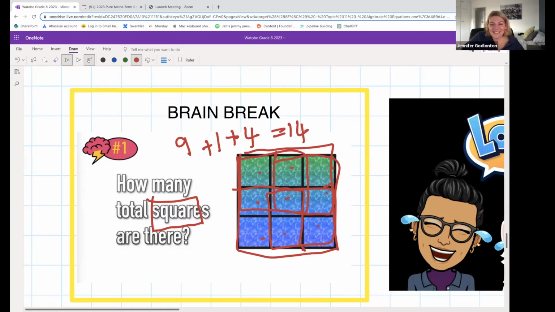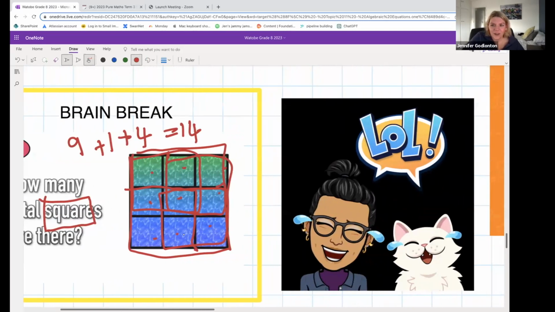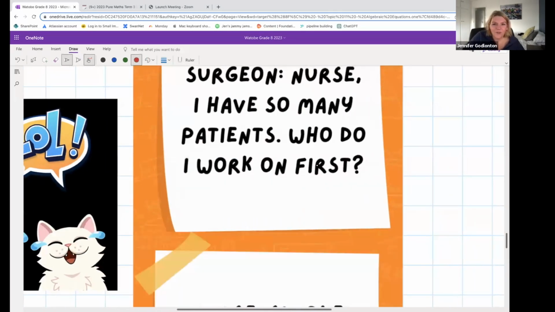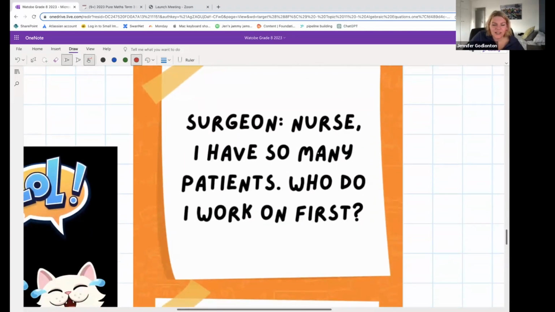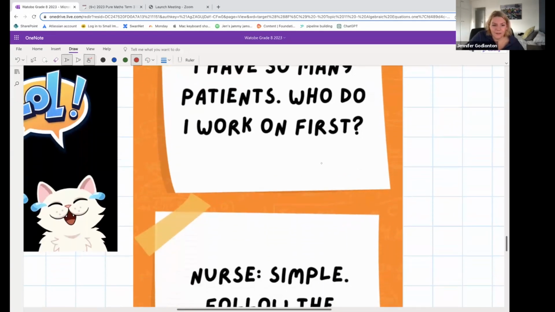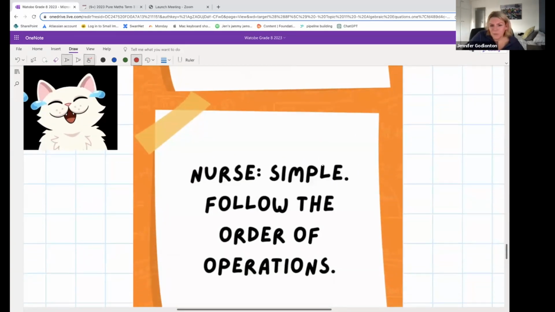Okay, so Teacher Sam always has a joke for those of you who are new. Teacher Sam is very, very funny. And she has a joke for us today. I think she actually has 2 jokes for us today, if I remember correctly. Okay, let's have a look at the first one. Okay, first joke of the day. Surgeon says, "Nurse, I have so many patients. Who do I work on first?" And then the nurse says, "Simple, follow the order of operations."